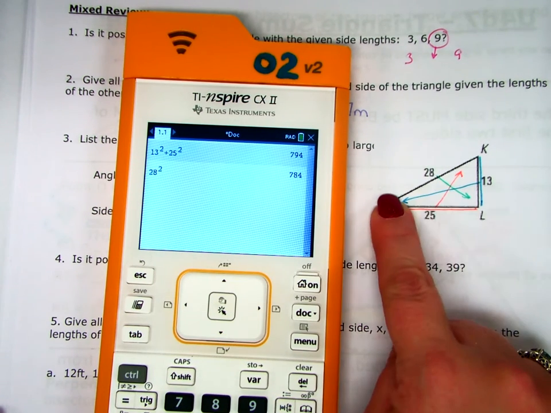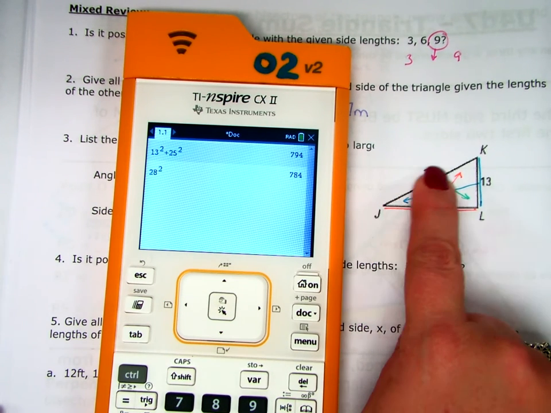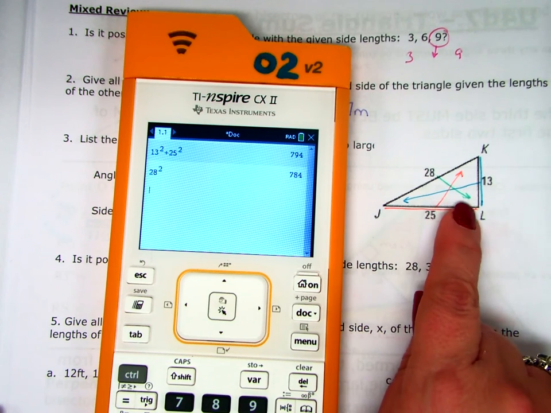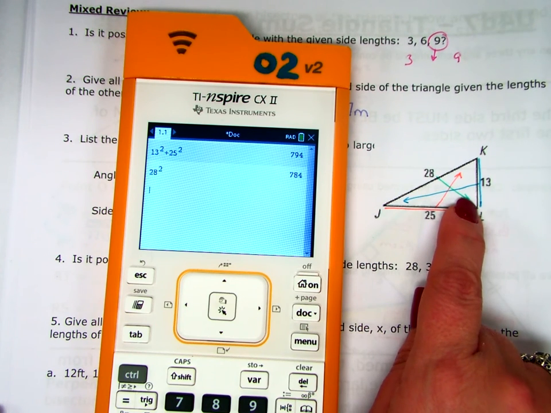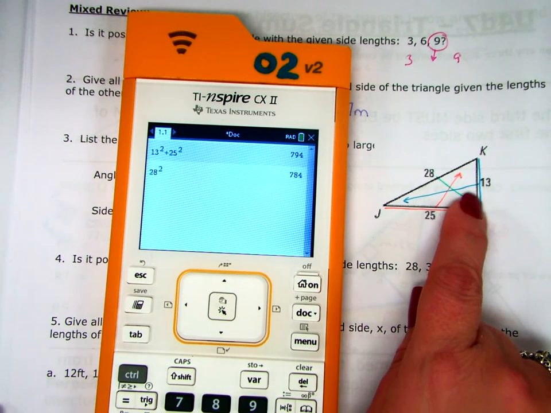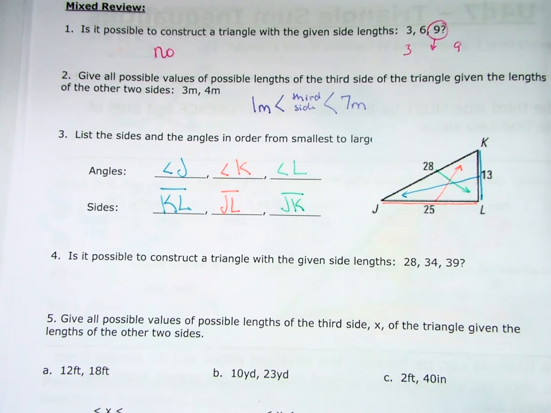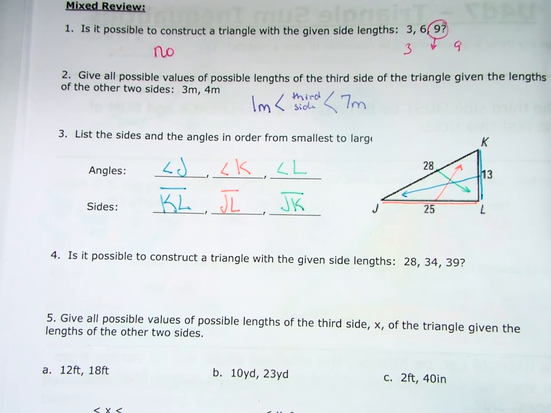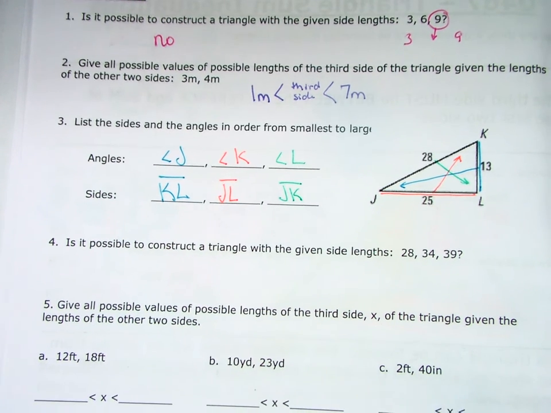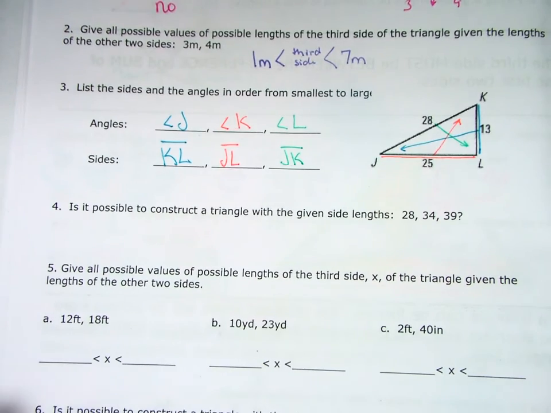So if this is too short to be a hypotenuse, that means it's too short to be across from a 90-degree angle. That means this angle is too small to be 90. This isn't a right triangle. We can even tell if it's acute or obtuse using the Pythagorean theorem. Kind of a neat little trick there. We'll learn more about that in January. Something to get excited about.